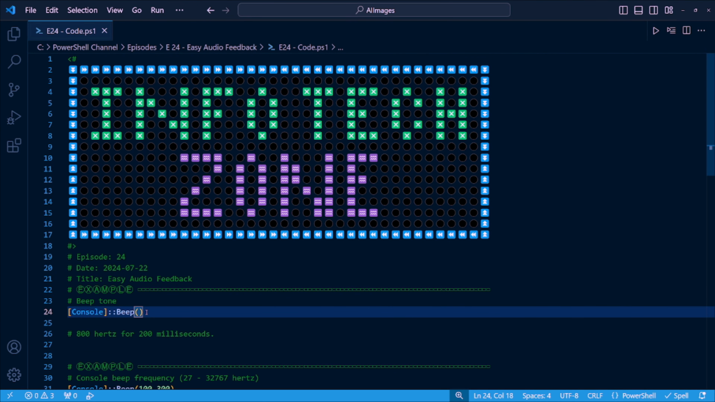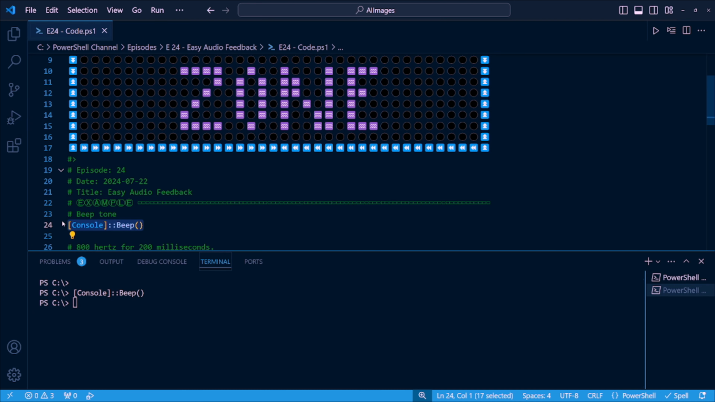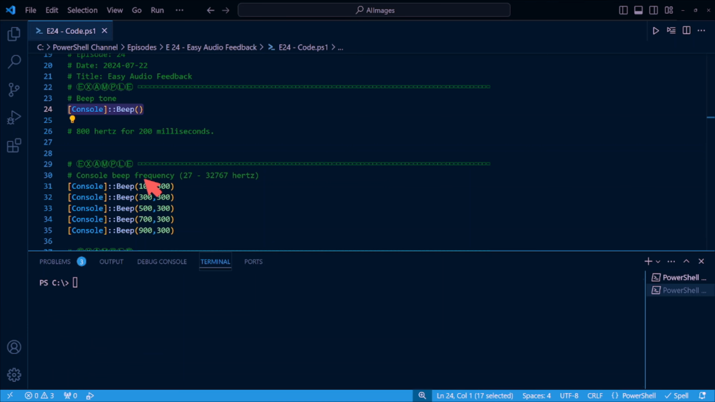Here we are calling the beep method. Let's see what happens. You may have missed it. It was kind of short. Let's do it again. By default, it plays at 800 Hertz for 200 milliseconds, but we can make some changes to that. When we provide these two input numbers, the first numbers are the Hertz.